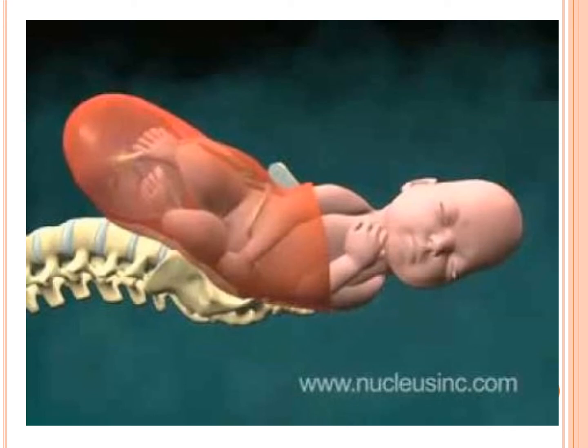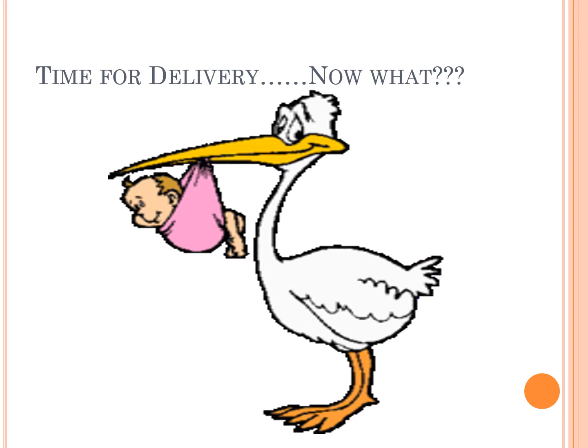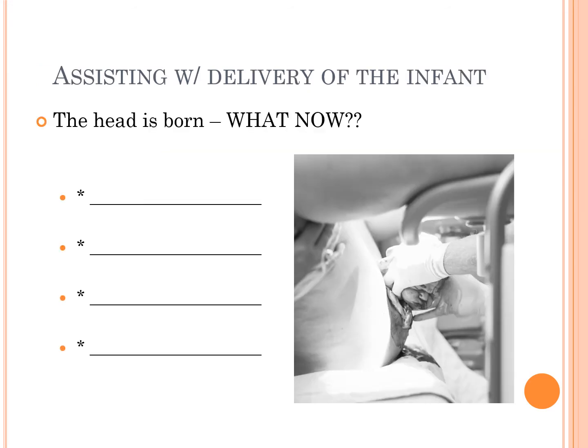So it's just a really good animation to show you how that cervix can change and how that baby comes out appropriately. That is the way baby should come out. They don't always come out that way. So now it's time to have a baby. So what are we going to do? We're going to assist with vaginal delivery of the infant, okay?